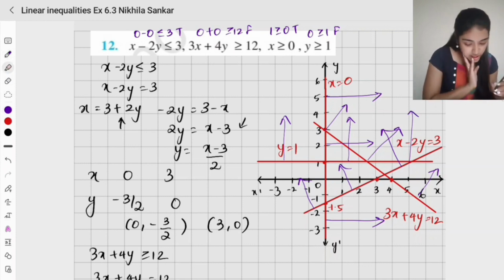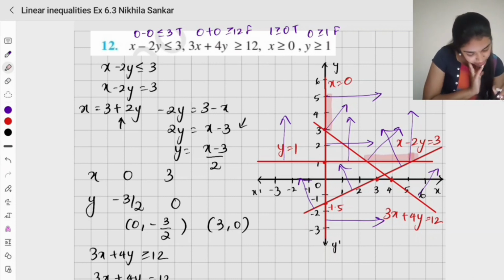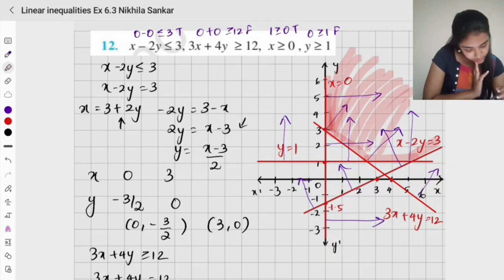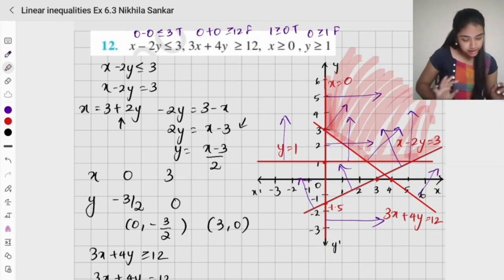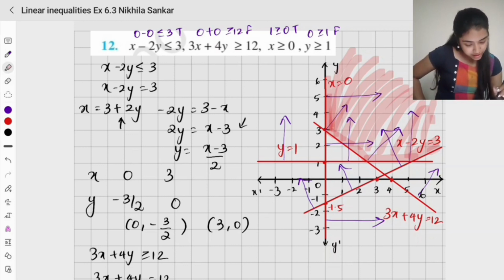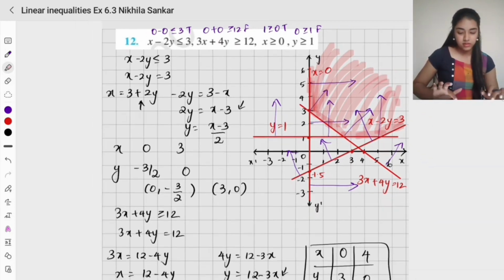So what is the common solution? I have to check for everything. If x is equal to 0, it comes to this side, so this will be included. Then for y is equal to 1, this particular line, in the area. And for this particular line, it is this area. So this is going to be my shaded region. Put it correctly: it is above this line, above this line too, to the right of this line, and above this line. So this is correct.